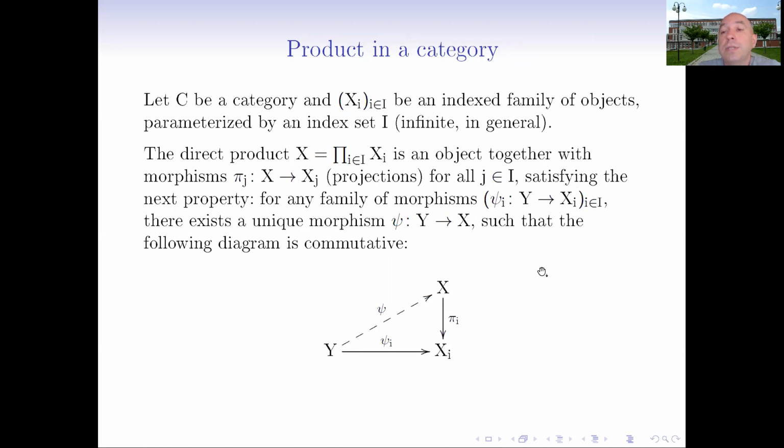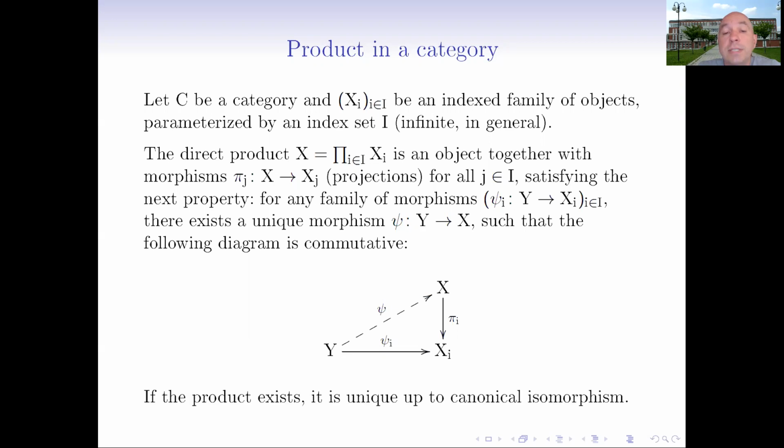So in general, it does not exist, but if it exists, it's unique up to canonical isomorphism. And the uniqueness follows from the property that the extension psi of psi i's is unique. You can check it, it's very easy to see. Suppose there are two different X with the same property, then there is a morphism from one to the other, and in the opposite direction, their combination must be the identity, again by this uniqueness.